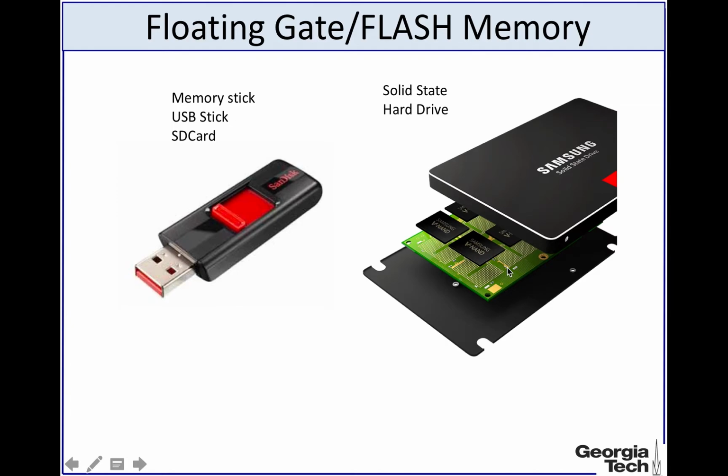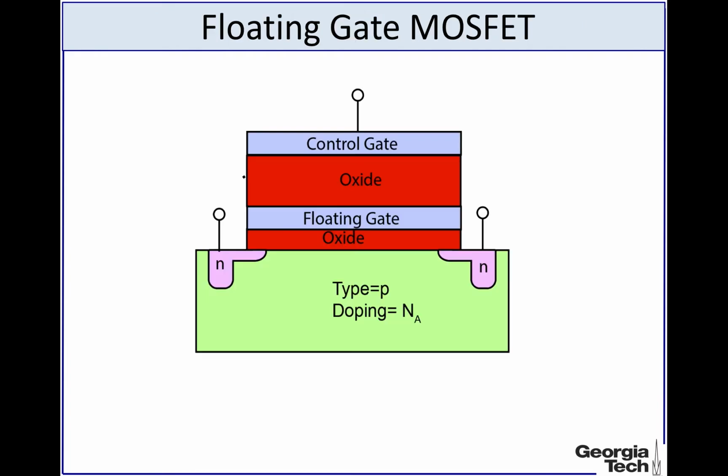So now the floating gate memory or the flash memory. This technology is the basis for what we call the memory sticks, USB sticks, or the SD cards, as well as our solid state hard drives, which are based on this floating gate or flash memory technology. The basic building block for the flash memory technology is a special kind of transistor called the floating gate MOSFET.